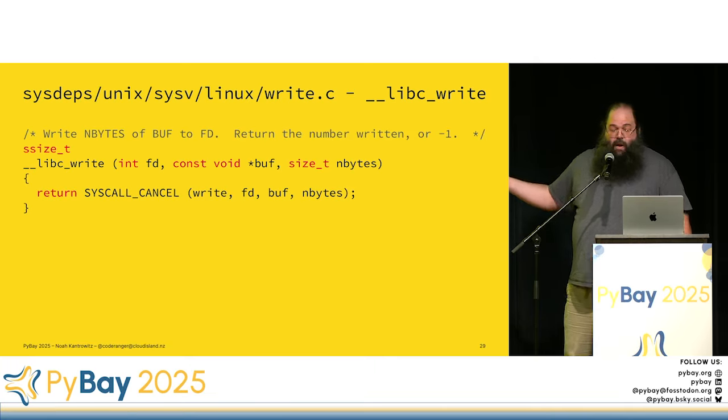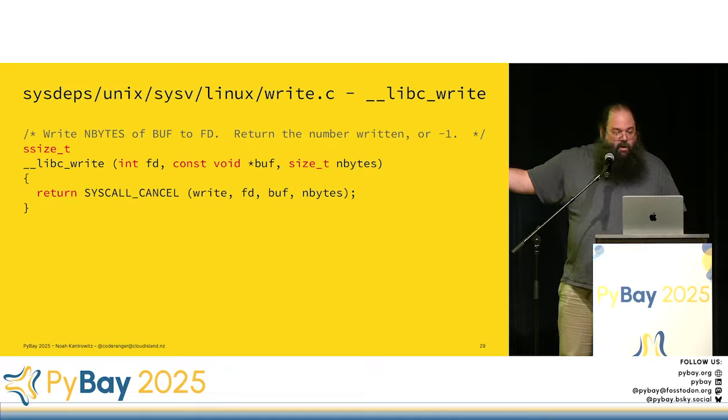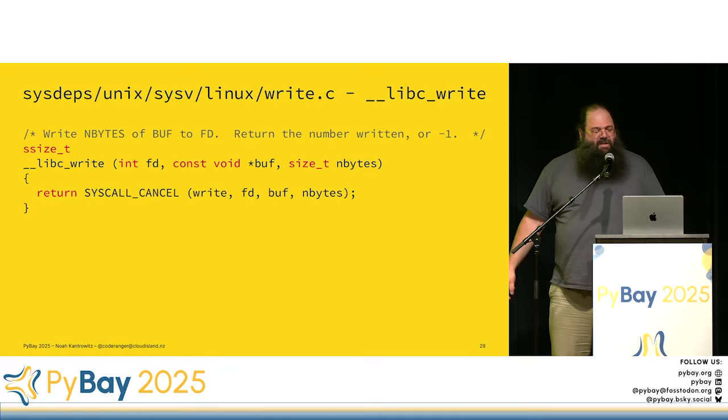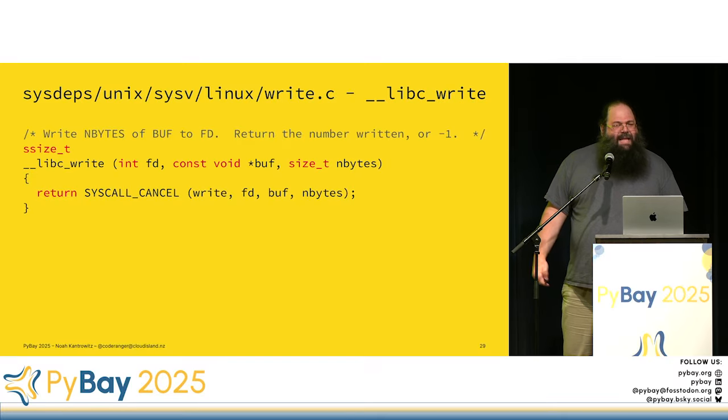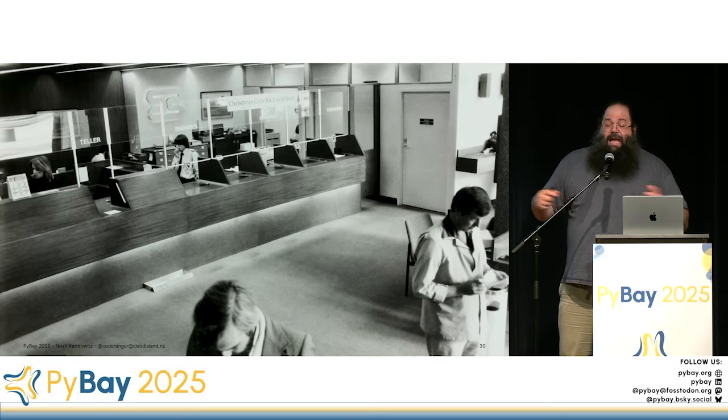This is what the implementation of write looks like in glibc. So we see the expected 3 arguments: file descriptor, address of the buffer, and the number of bytes to write. But inside, this function is not really doing very much. It's just forwarding our arguments to something called syscall. What's that?